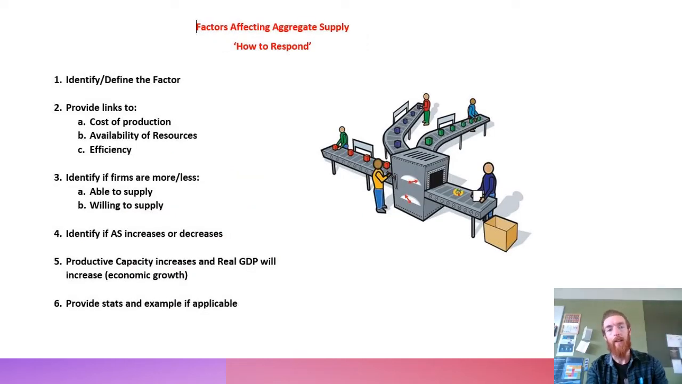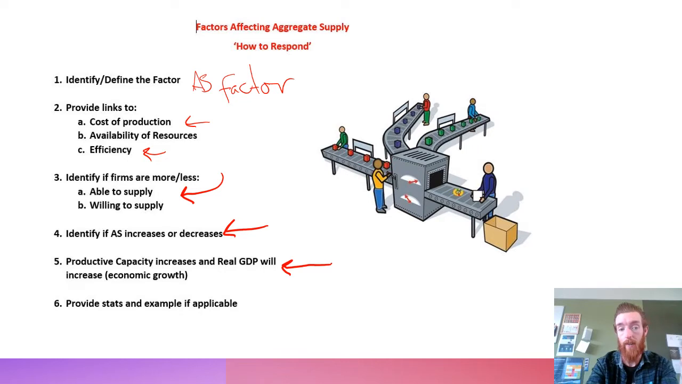And for aggregate supply, so once again, identify or describe that AS factor, and then provide links to either the cost of production, availability of resources, or efficiency. I say cost of production and efficiency are the most important. Then identify if the firms are more able or willing to supply, and identify if aggregate supply increases or decreases. Then you mention if that changes our productive capacity, and if real GDP will increase, aka economic growth, and then potentially the achievement of that goal, and provide stats or an example if applicable.